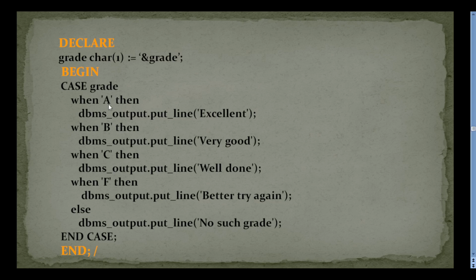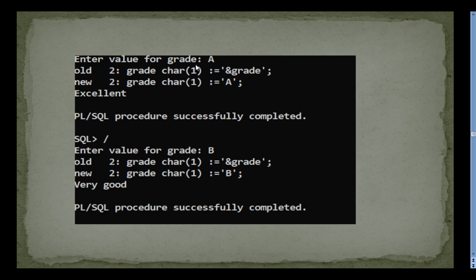If you enter capital A, then it prints excellent. If you enter capital B, it prints very good. So it selects one of the selector clauses. If no match is found, then it prints no such grade. Just see this output. Enter value for grade A, then it prints excellent. Enter value for B, very good, like that.